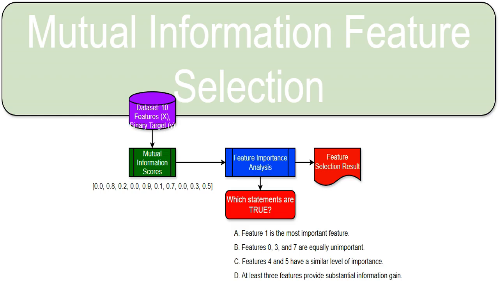I'm working with a dataset. It has 10 features, which we'll call X, and a single target variable, Y. This target variable is binary, meaning it can only take on two values, like 0 and 1, representing different classes. This is a common setup for classification problems.